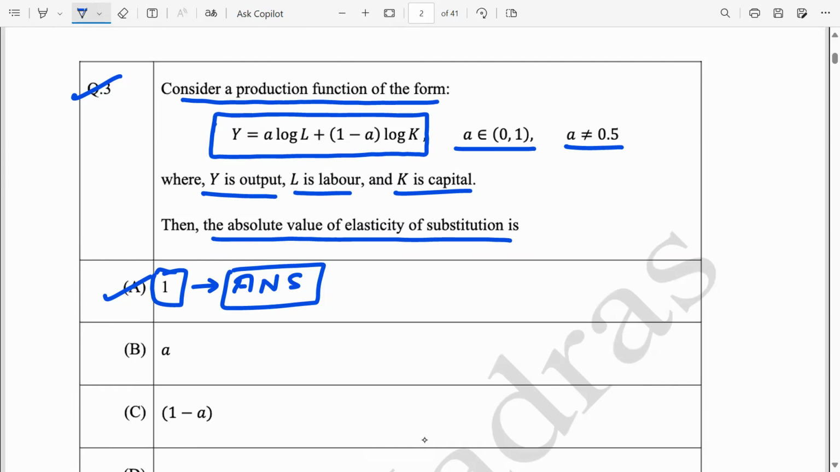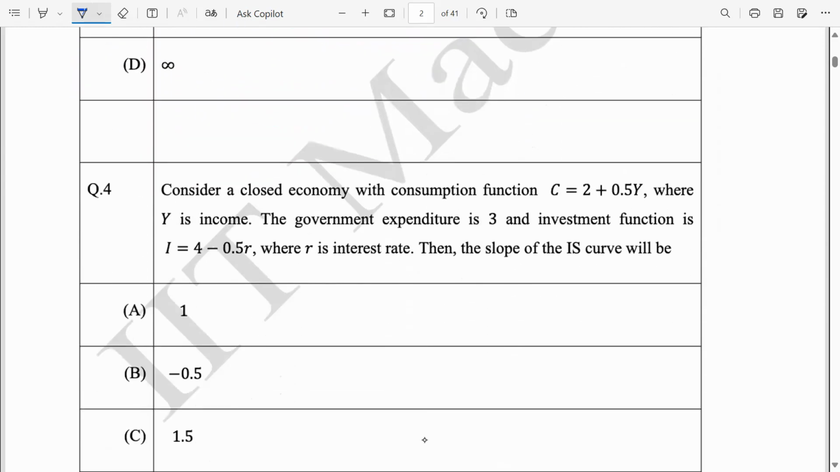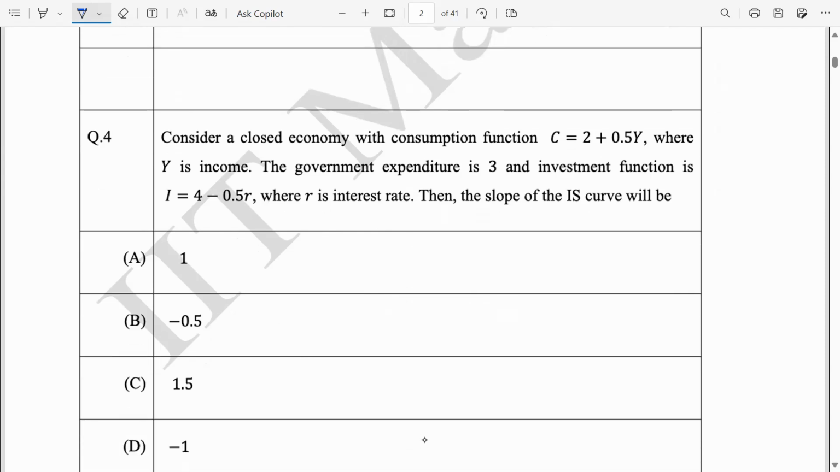All students had to figure out was that this is a monotonic transformation of a Cobb-Douglas production function. So I'm hoping students have understood this. Okay. And then the last question I intend to do for today, question number 4.